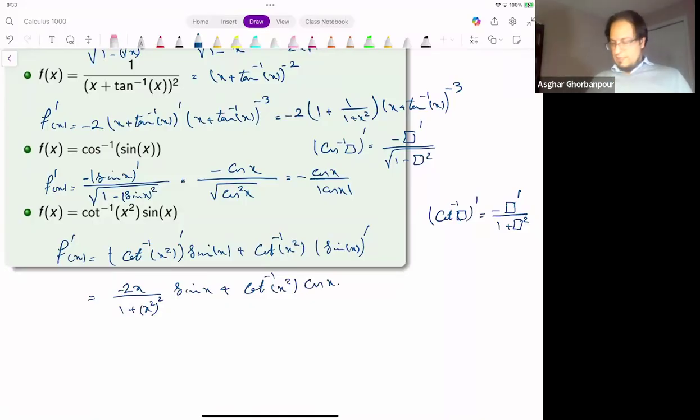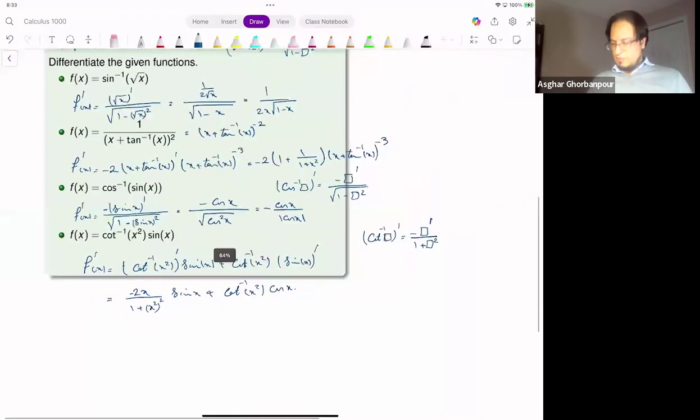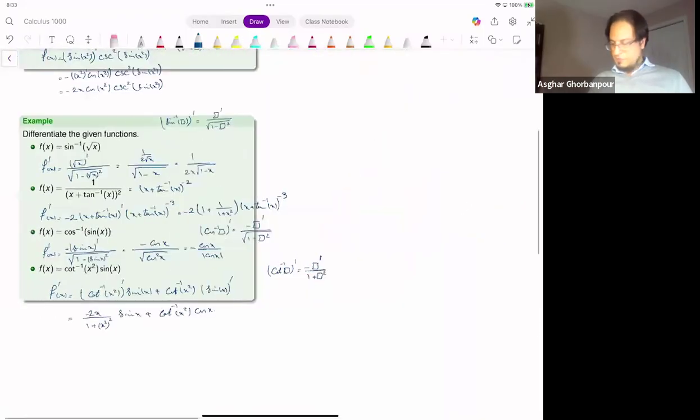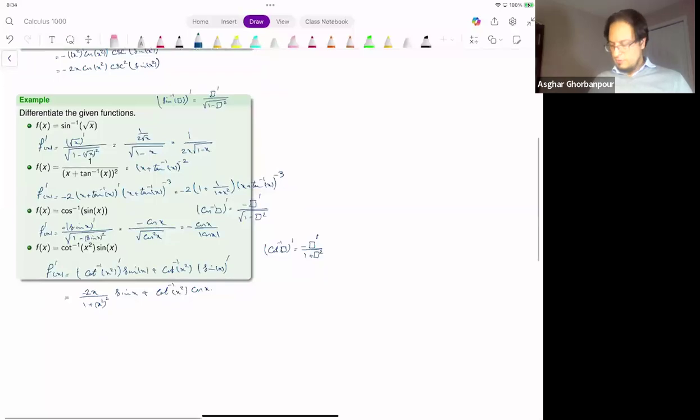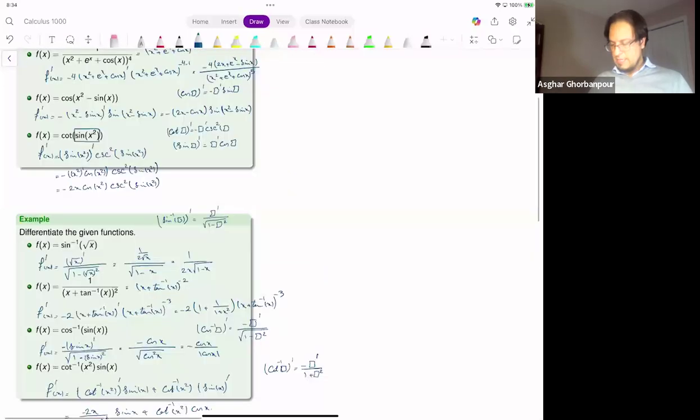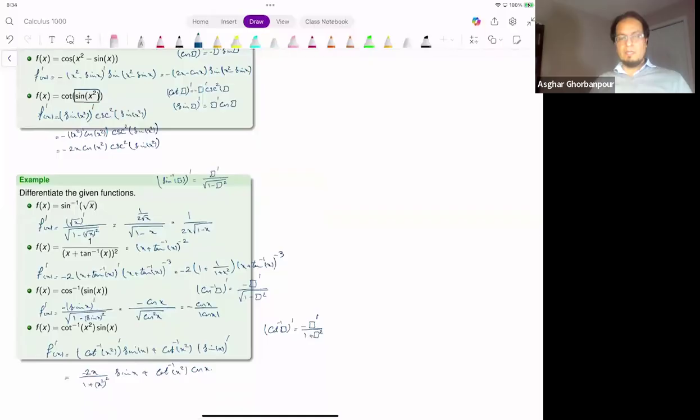Sorry, I have been going a little bit fast, but I just wanted to tell you that these are the differentiation rules. You have to know how to deal with these cases. Any questions, any comments for this one?